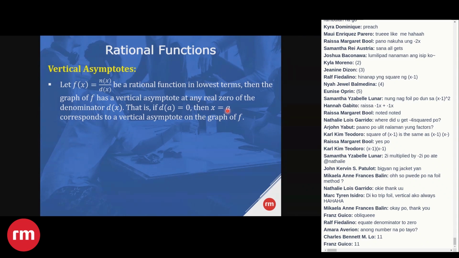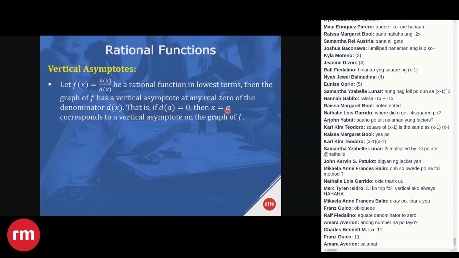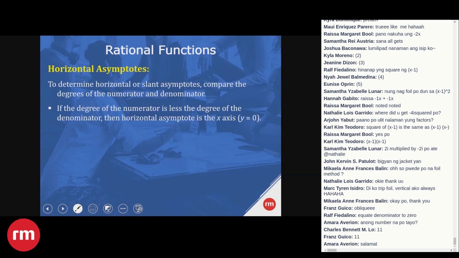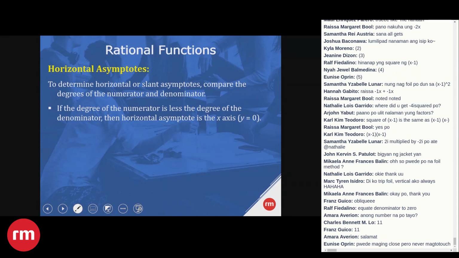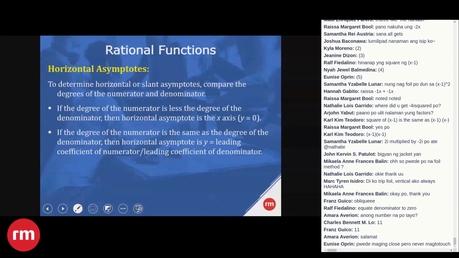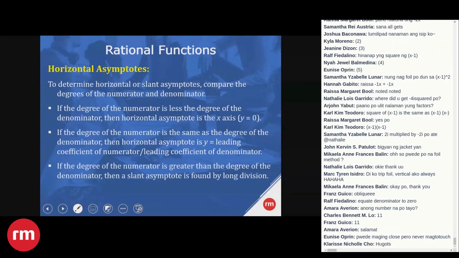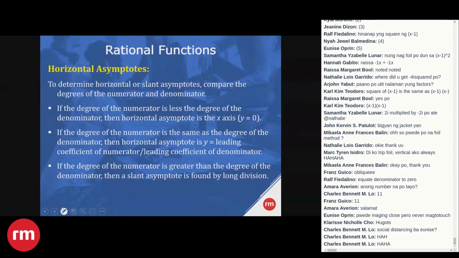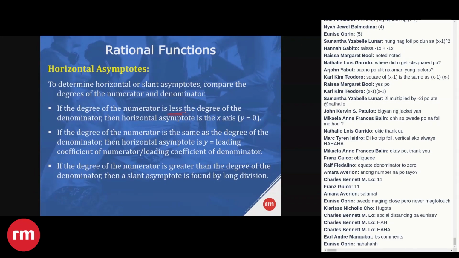Okay, so pag inisip niyo yung vertical asymptotes, anong mga values ng x ang hindi pwede? Kasi it will make your function undefined. So kapag naman horizontal asymptote, it will have to do with the degree of the polynomials in the numerator and denominator. So just to summarize, kapag ang degree ng numerator is less than the degree of the denominator, the horizontal asymptote is automatically y equals 0.